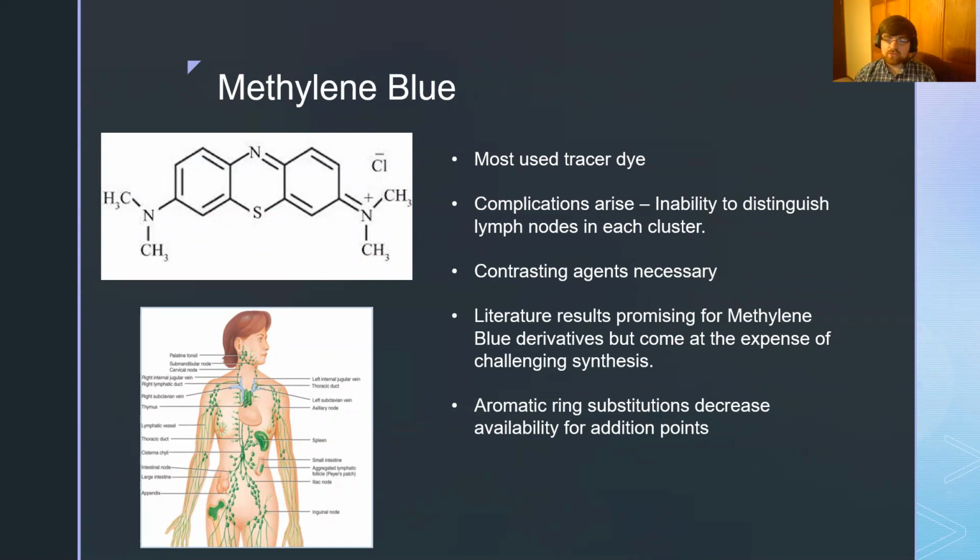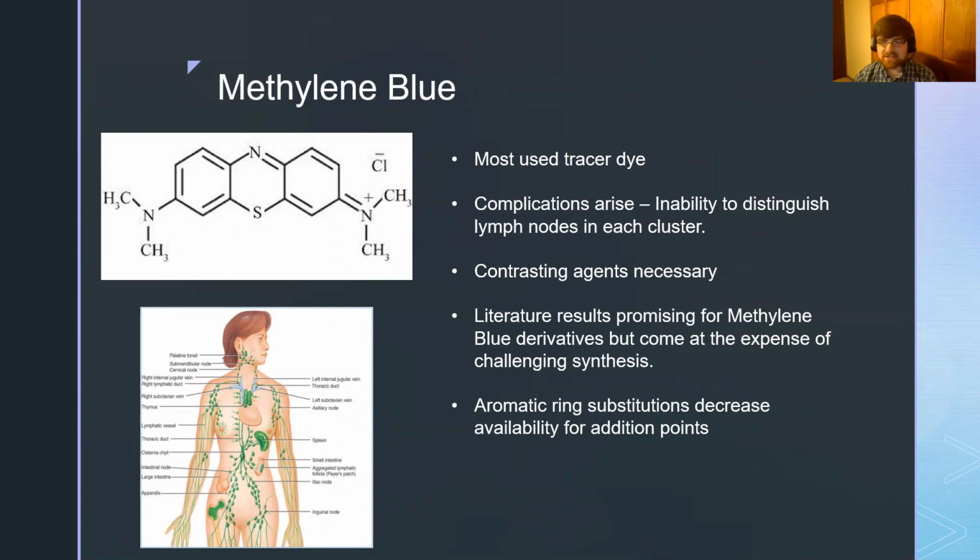But again, the complications arise from the inability to distinguish lymph nodes in each cluster. If you look at this bottom image, you can see that there's a very high concentration of these lymph nodes in the shoulder and breast region. What this means is that it becomes very difficult to distinguish the lymph nodes in the breast from the lymph nodes in the upper arm or the upper chest and the shoulder.